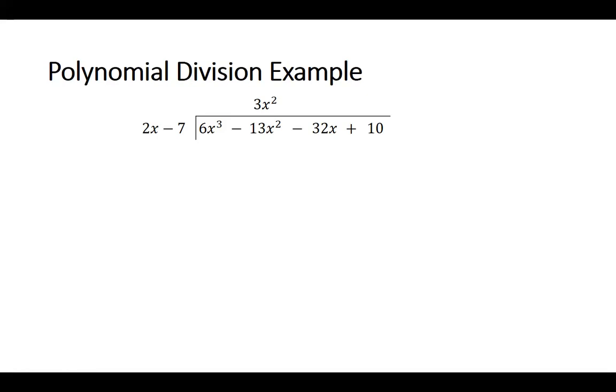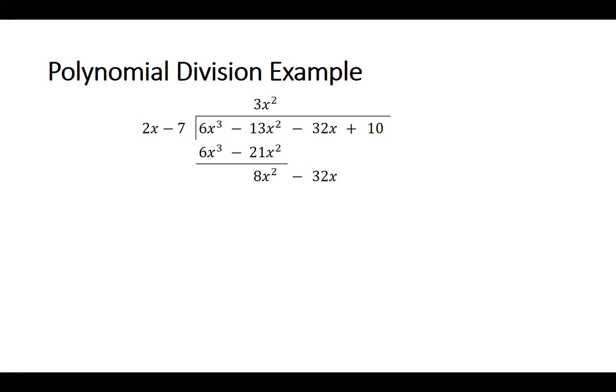We're now going to multiply through, just like we would in long division. 3x squared times 2x gives us 6x cubed, and 3x squared times negative 7 gives us negative 21x squared. Okay, just like we would with long division, we're going to subtract. 6x cubed minus 6x cubed cancels out. That's what our purpose was. Negative 13x squared minus negative 21x squared, so that becomes negative 13x squared plus 21x squared, gives us positive 8x squared. We bring down the next term, minus 32x.